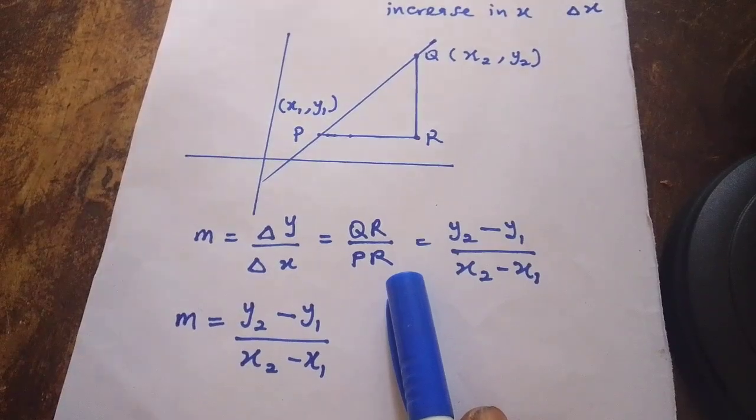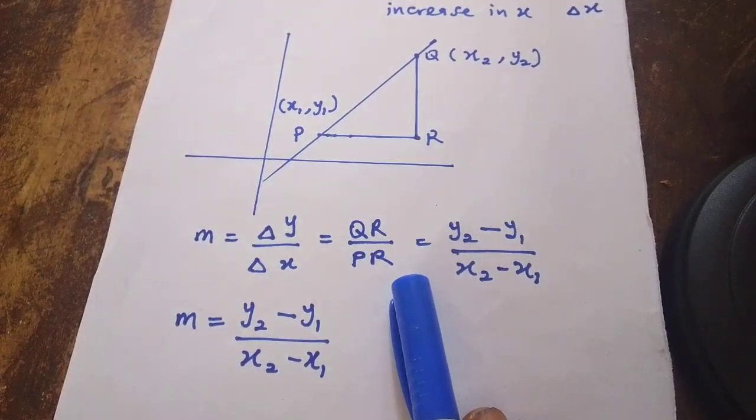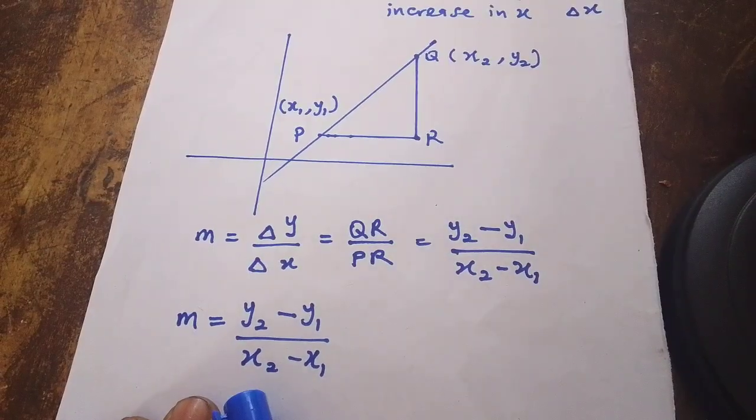So if you are looking for the gradient of a line, you can simply use this formula: m equals y2 minus y1 over x2 minus x1.